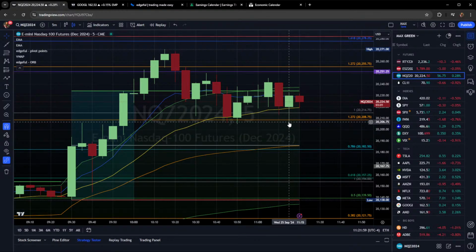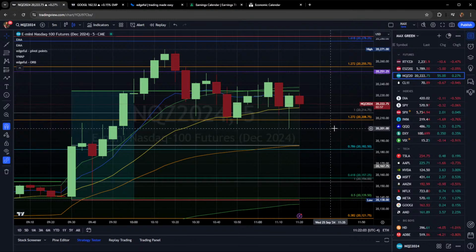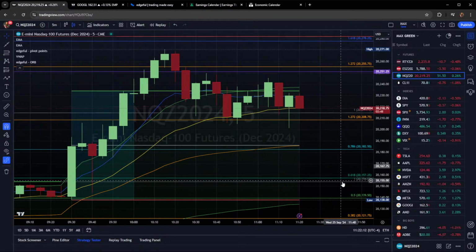On Bookmap at this 200 area, there's a lot of resting orders right here. Like, they want to hold it over here. The next level on Bookmap down is 150, just right down in this area. That would be my ultimate target.